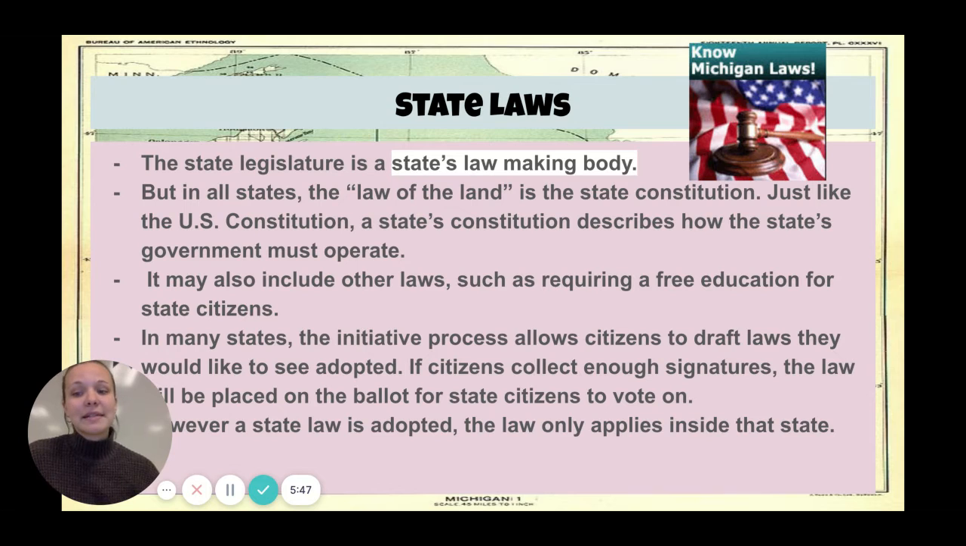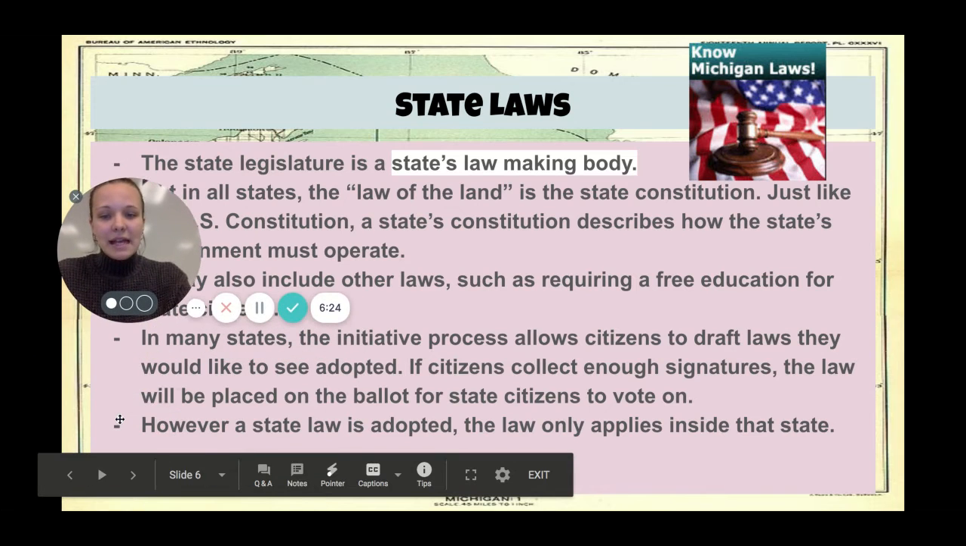So in each state, there is a state constitution. Just like how the United States has a constitution that unites everybody and gives us our laws and appoints power, each state also has their own constitution that describes how the state's government must operate. It includes laws such as each state has to require free education for all state citizens. So for example, you're attending a public school right now. Your parents don't have to pay for you to come to school. There are some schools, like private schools, that require tuition for you to attend.